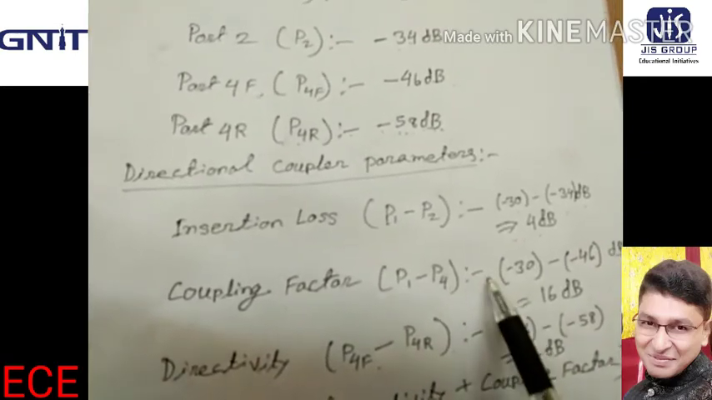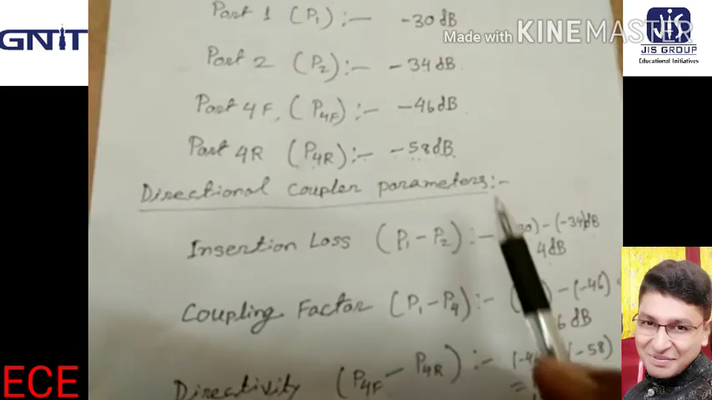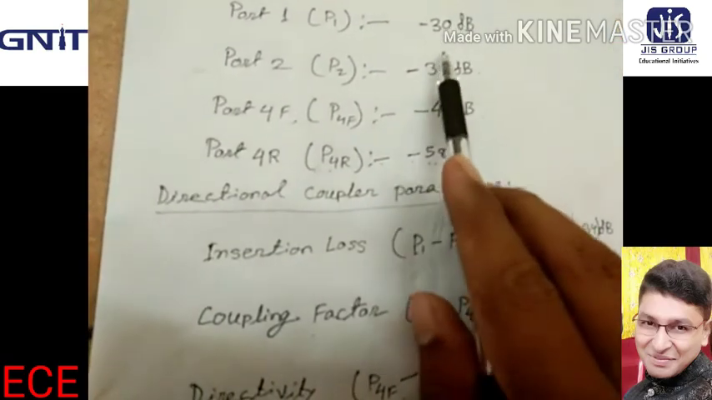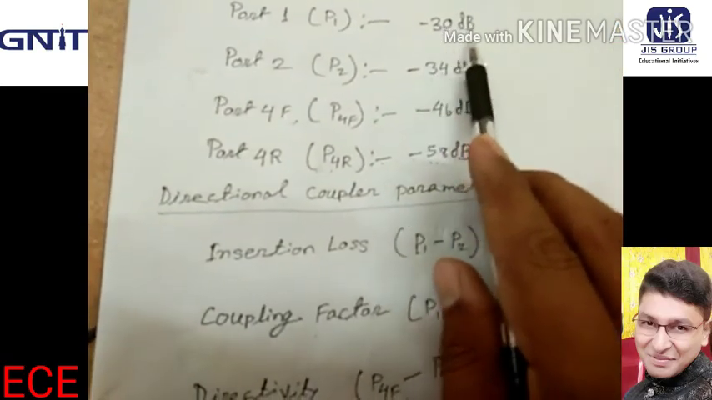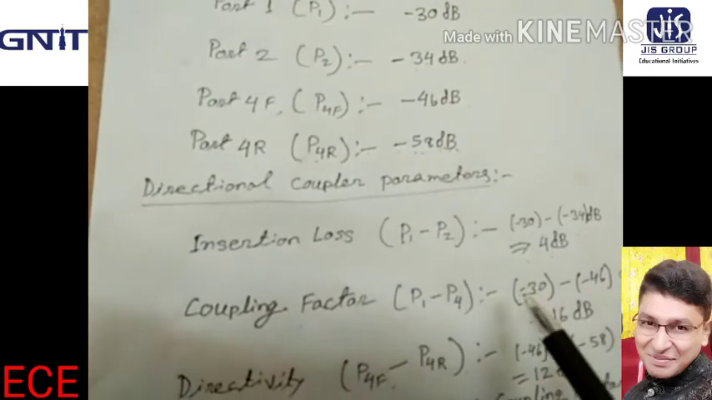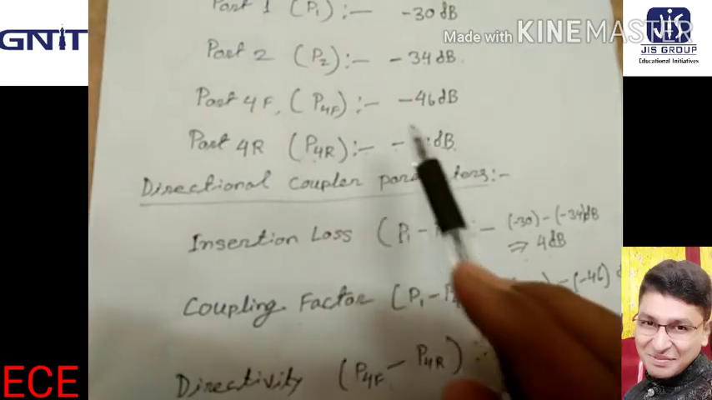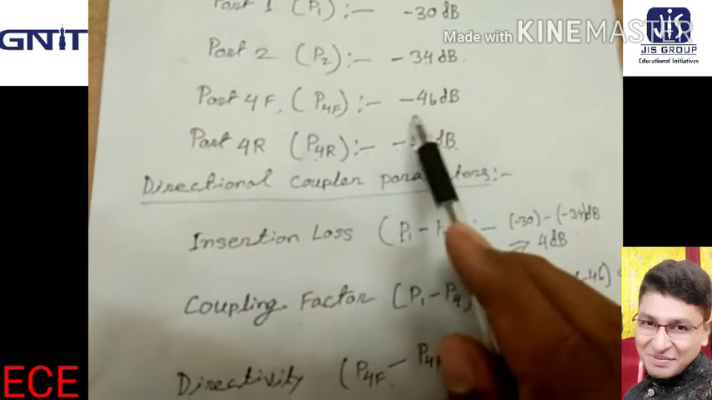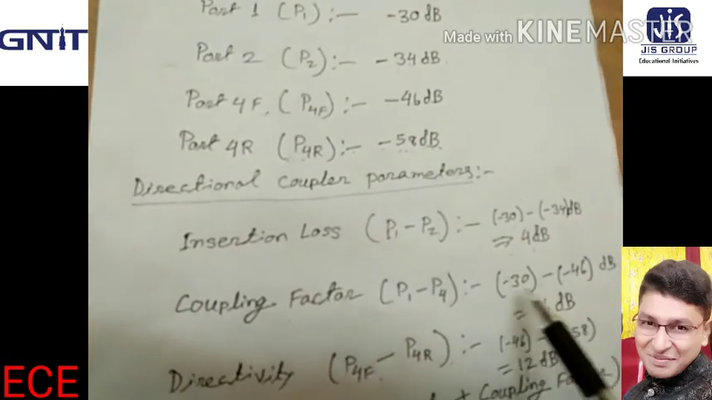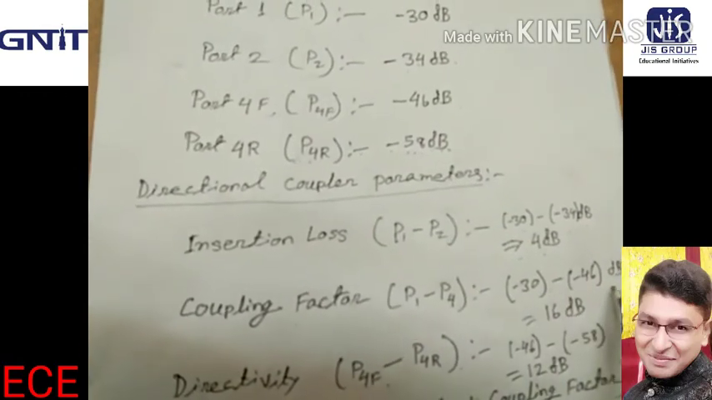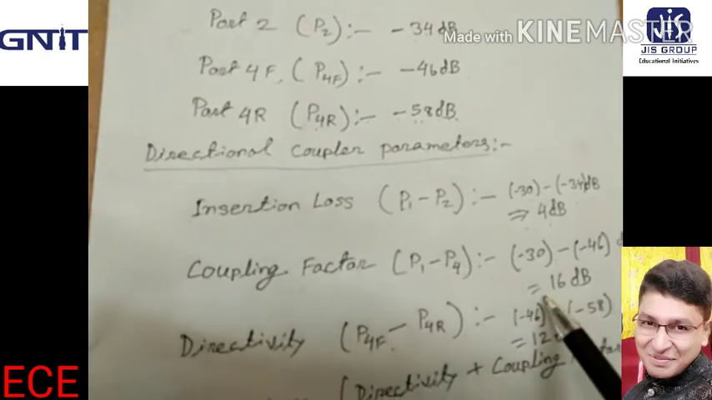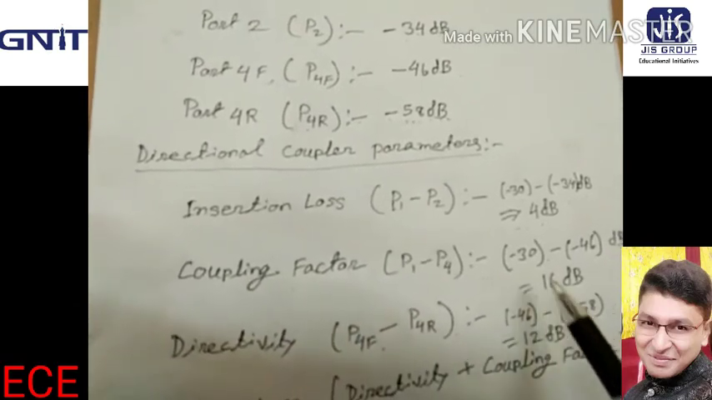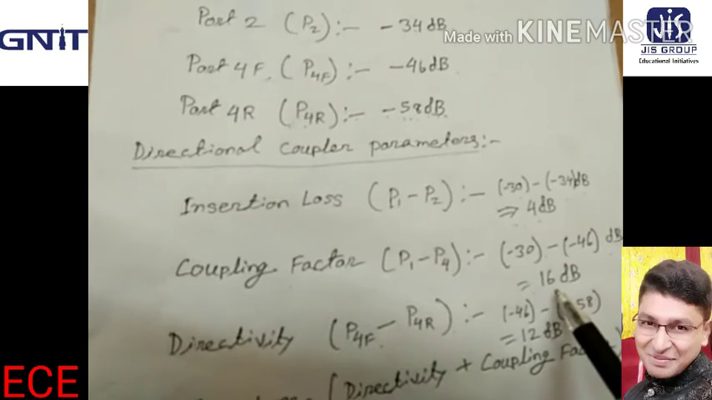Coupling factor, port 1 minus port 4 in forward direction. Port 1 value is minus 30 dB, and minus port 4 forward direction, minus 46 dB. The coupling factor is 16 dB.